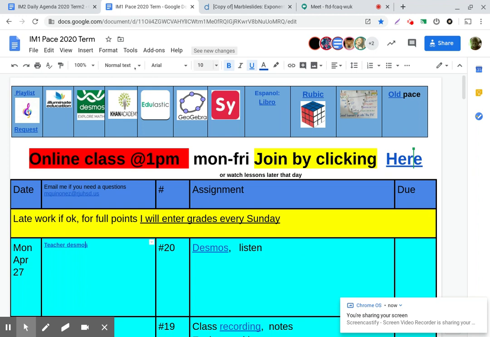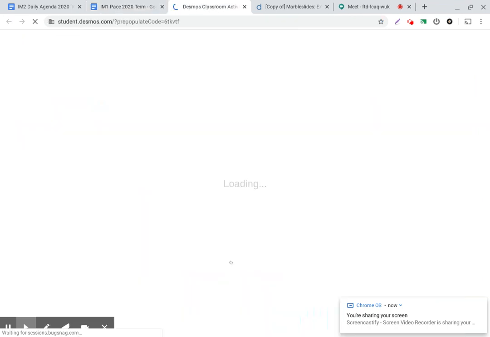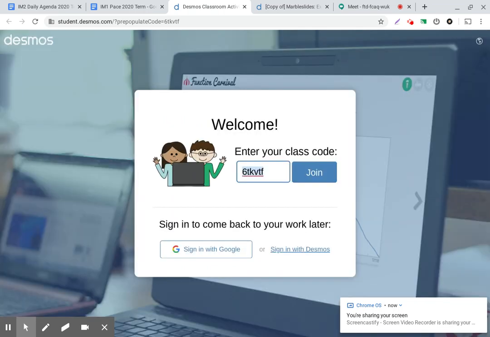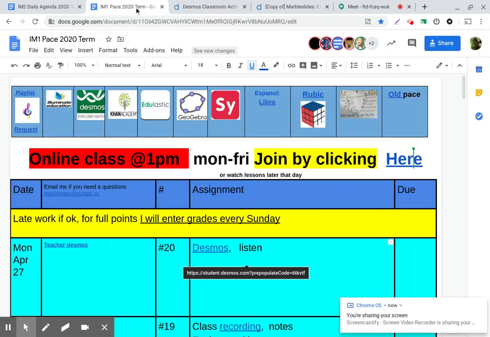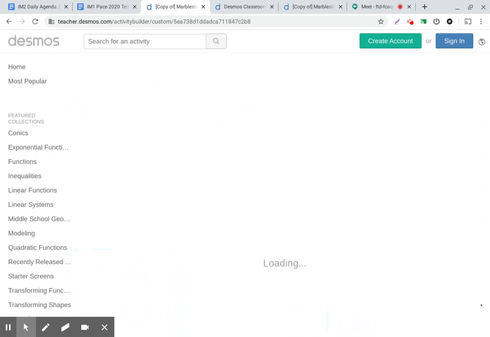We're going to start off with this on the pace. Go to this Desmos link and open this up, and make sure to use Google to sign in. I'm going to use the teacher one. And let's see who is in.